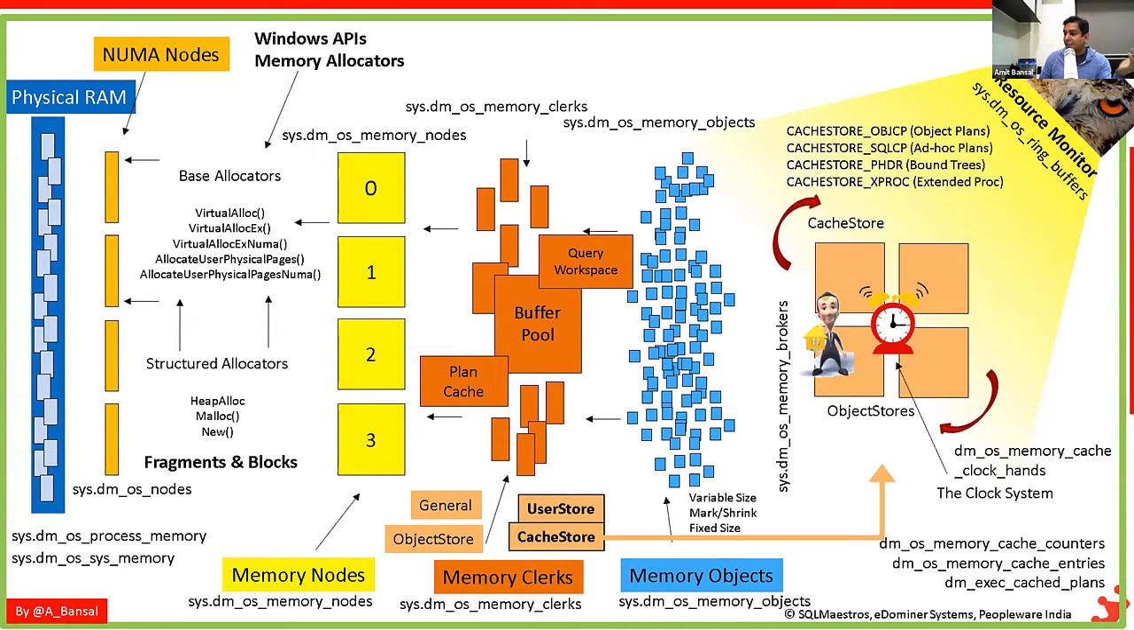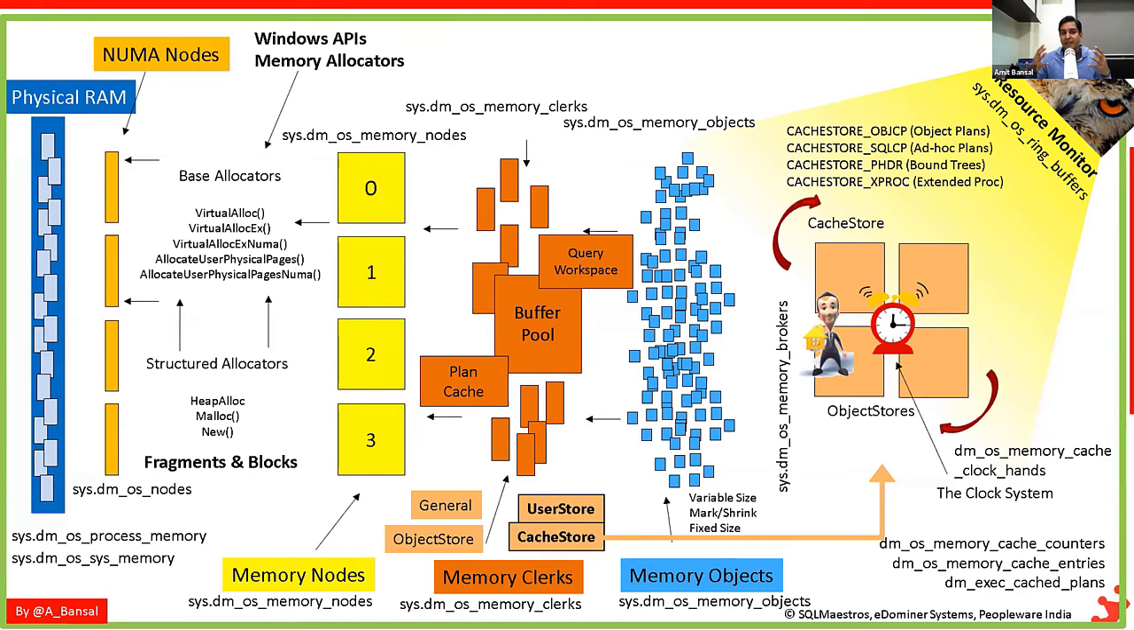Now let's go back to the cache store. When you talk about the clerks, there are some types of clerks that are called caches, and this is something that you know. I've named the popular cache stores out there, like object plans, ad hoc plans, bound trees, and extended procs. And those are the names, cache store underscore obj cp.